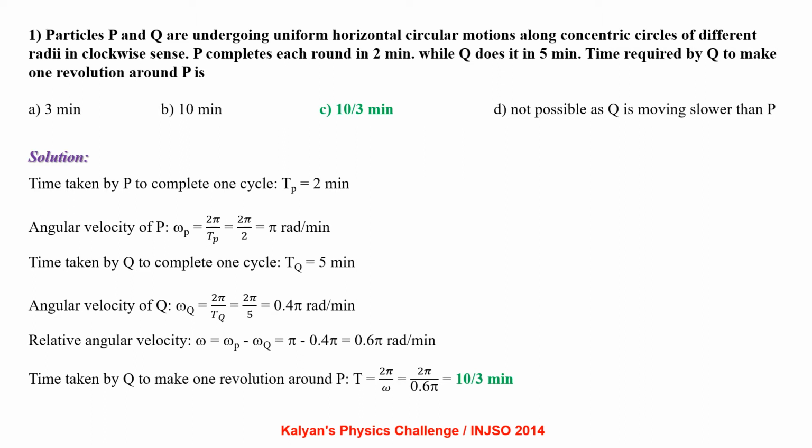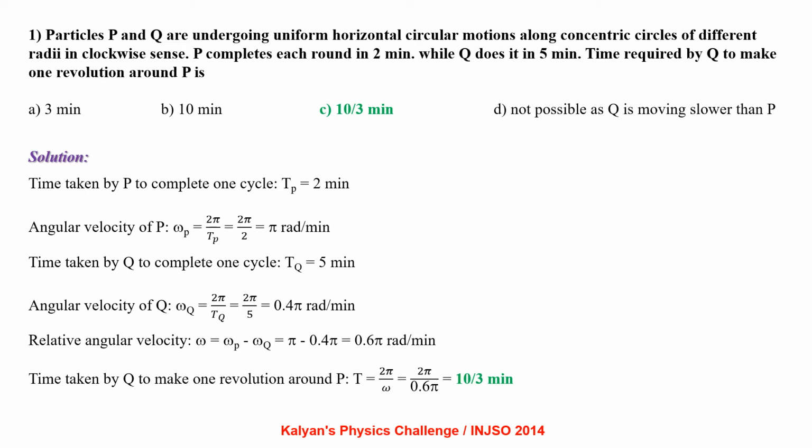Time taken by P to complete one cycle is 2 minutes. Angular velocity of P, omega P equal to 2 pi by T, that is pi radian per minute. Time taken by Q to complete one cycle is 5 minutes. So angular velocity of Q is omega Q equal to 2 pi by TQ, which comes out to be 0.4 pi radian per minute. Relative angular velocity omega equal to omega P minus omega Q, that is pi minus 0.4 pi, that is 0.6 pi radian per minute.